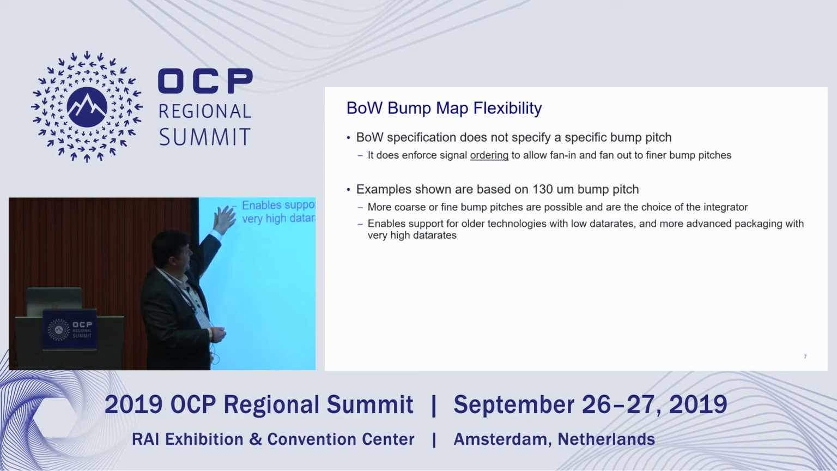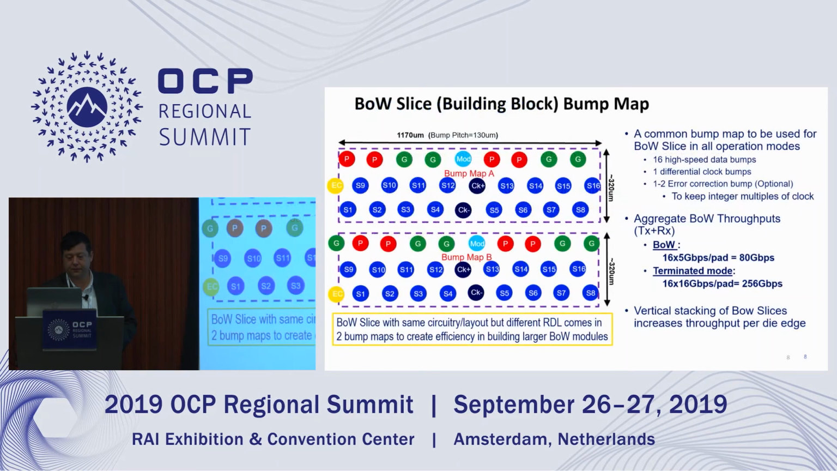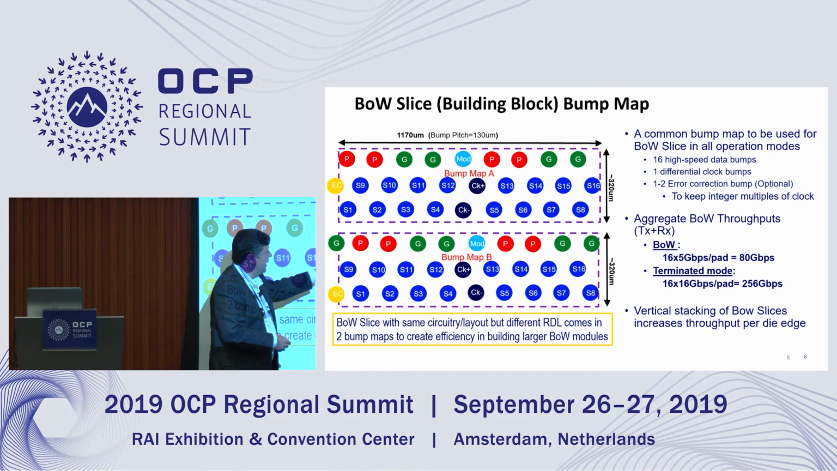We will show some examples. They're all based on a 130 micron bump pitch, and as I mentioned, you can move to coarser or finer bump pitches where you need to. This is a basic implementation of the bump pitch. You can see signal ordering, 16 bits of data, differential clock.